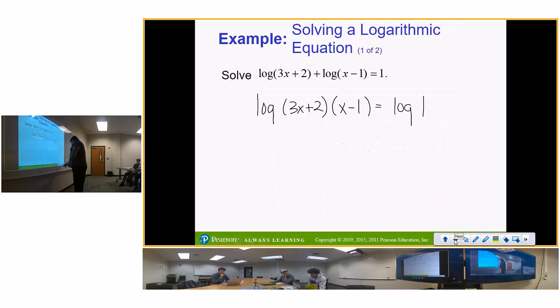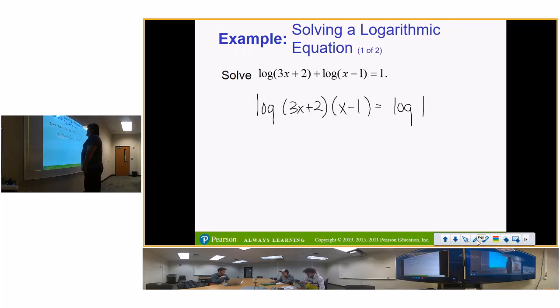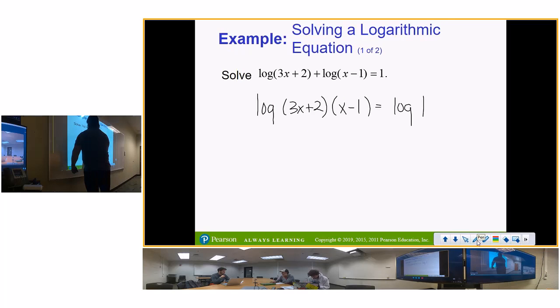Give me a second. There we go. All right, so that's going to give us 3x. This is log base 10, and the log base 10 of 1 is 10 to the second power. 10 to the first power, you can use the definition of a logarithm here.